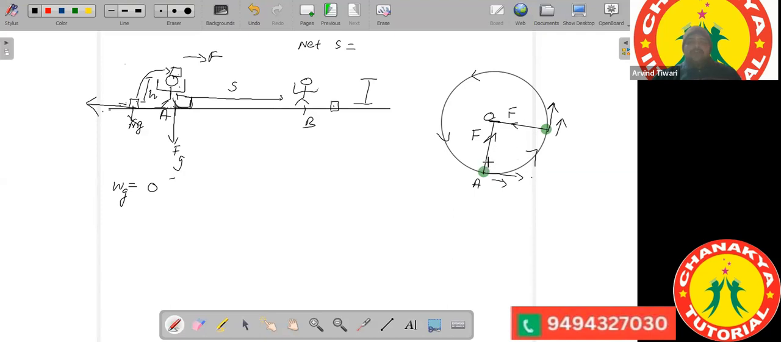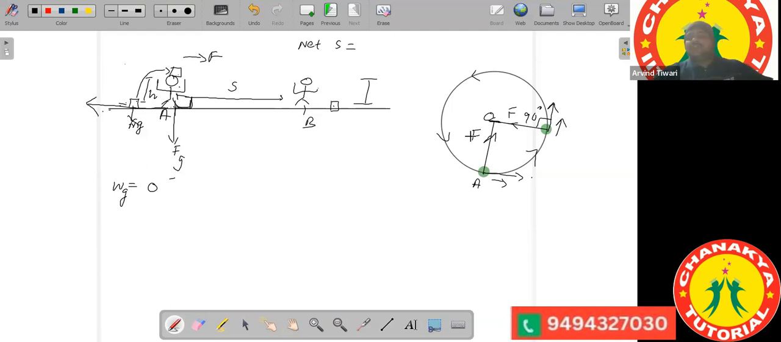So here we observe that force and displacement are making an angle of 90 degrees. Since force and displacement make an angle of 90 degrees, the work done by us is zero. There is no work done by us. You can keep it moving by just making it tight with anything. You are applying the force, but you are not doing any work.